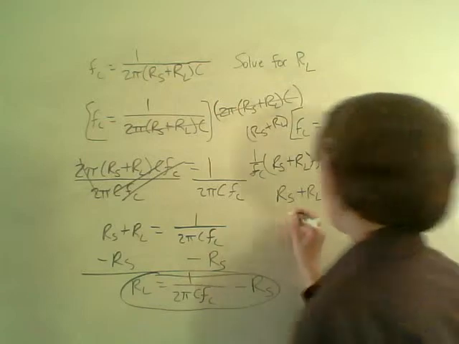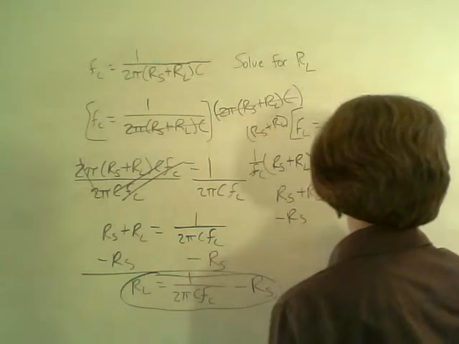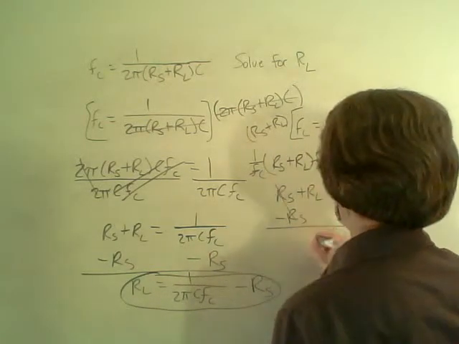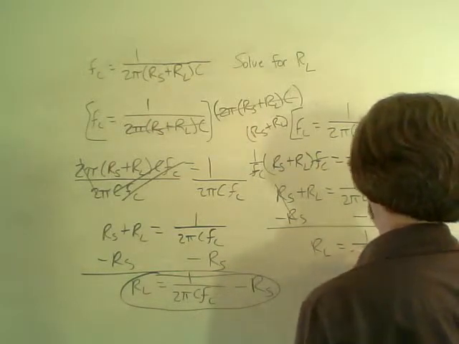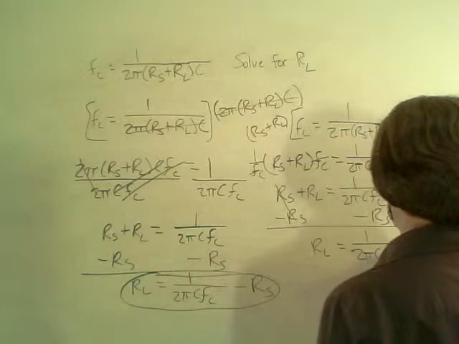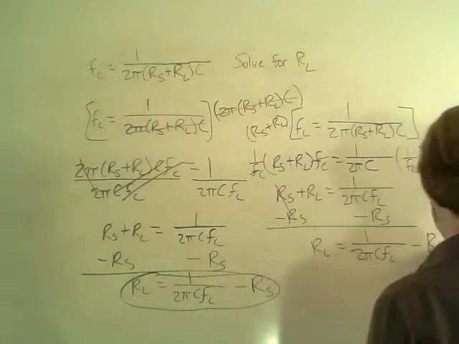So again, I will subtract RS from both sides. And when I do, then I'll have RL equals 1 over 2 pi C FC and then minus RS.